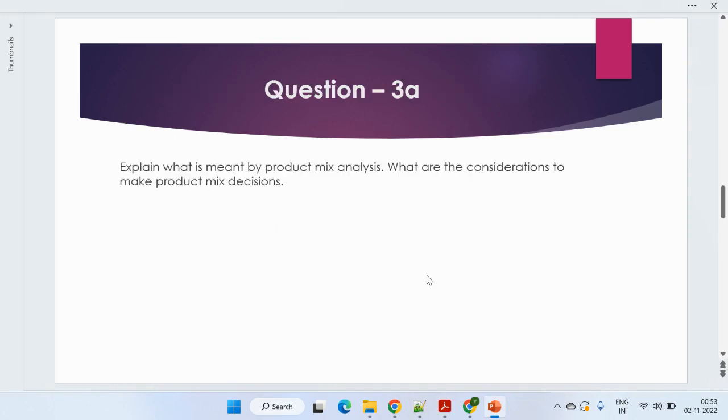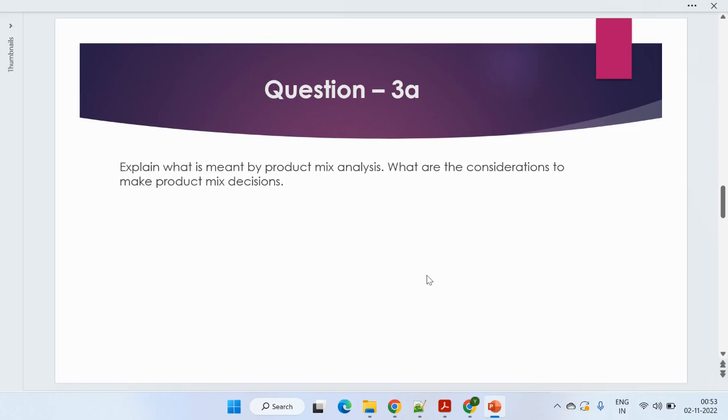Then the third question. We are having two parts, third A and third B, 500 marks. So we are not going to specify a lot of things in the third question. Explain what is meant by the product mix analysis. What are the considerations to be made in the product mix decisions?